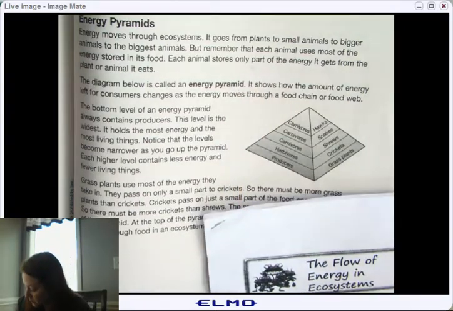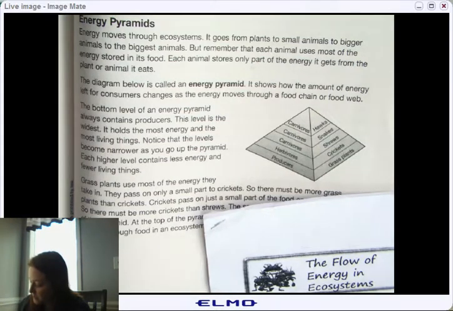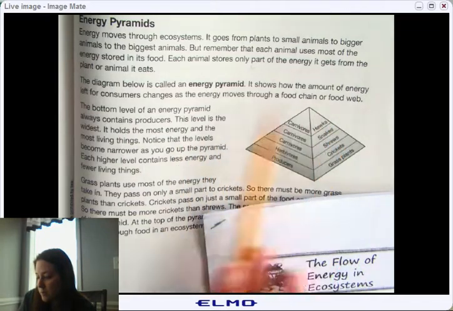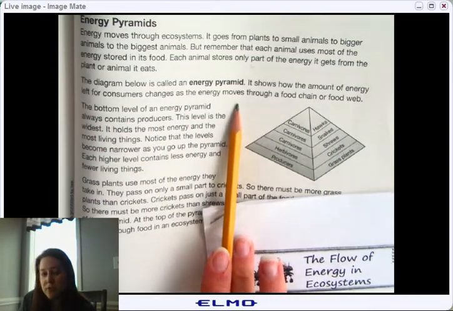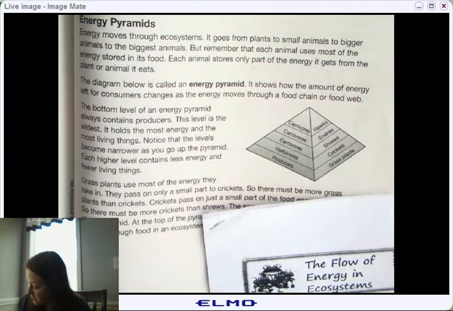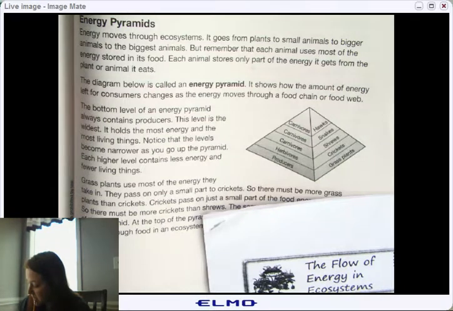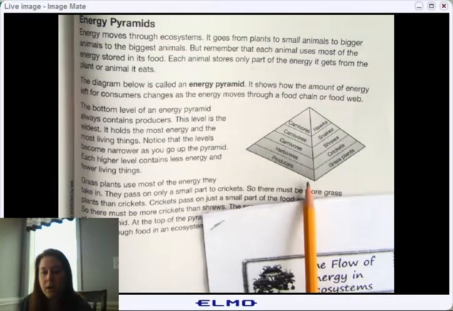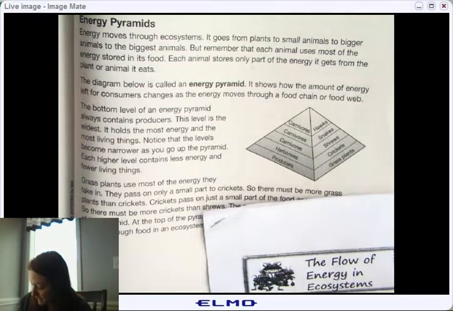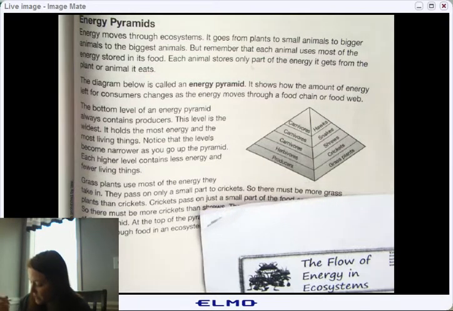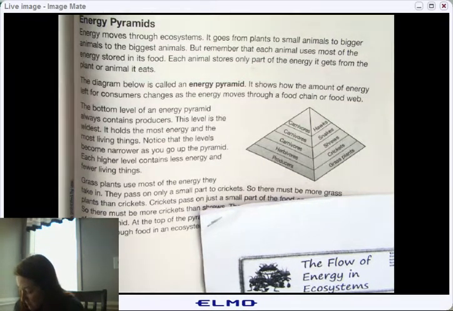An energy pyramid shows how the amount of energy left for consumers changes as the energy moves through the food chain. As the energy moves through a food chain, the bottom level, which represents the producers, holds the most energy and the most living things. So the bottom level of the pyramid, which represents producers, holds the most energy and the most living things.